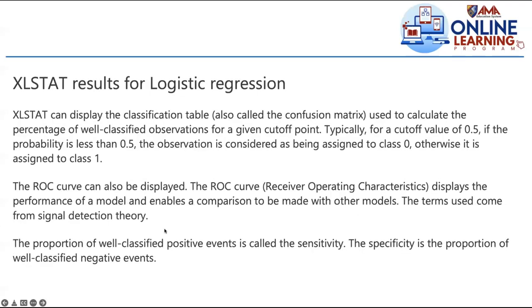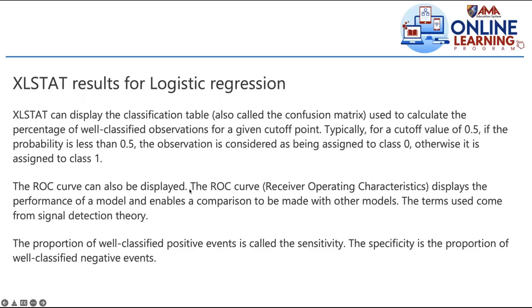So anyway, let's proceed. ExcelStat results for logistic regression. Most of these technical terms you will see in the software. ExcelStat can display the classification table, also called the confusion matrix. When we run our data through ExcelStat, it is used to calculate the percentage of well-classified observations for a given cutoff point. Typically for a cutoff value of 0.5, if the probability is less than 0.5, the observation is considered as being assigned to class 0, otherwise it's assigned to class 1.